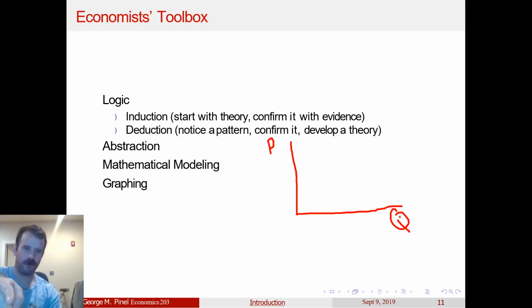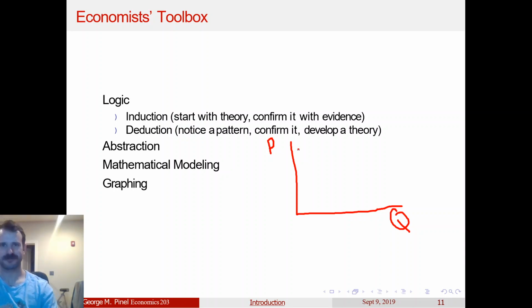Repeat that to yourself at home. Price goes on the y-axis. Quantity goes on the x-axis. One more time. Presumably you got it right. I can't hear you because I'm remote.